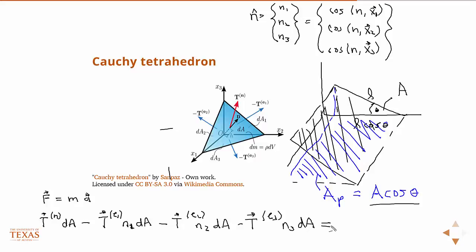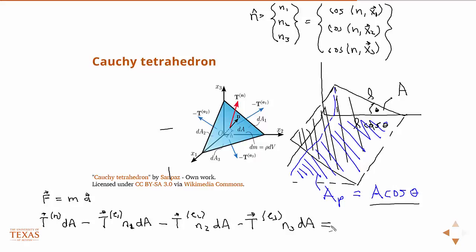All right, so that's the total forces, right? So that accounts for all these vectors. Tn times this area, TE3 times the area of the bottom, TE2 times the area of this backside, TE1 times this area.